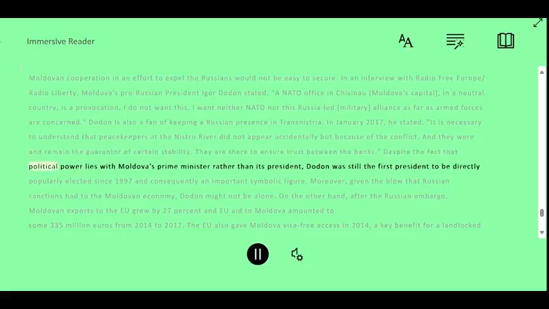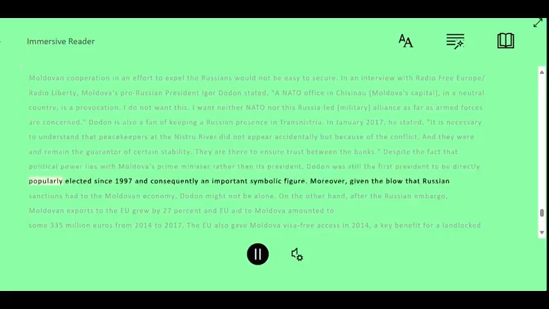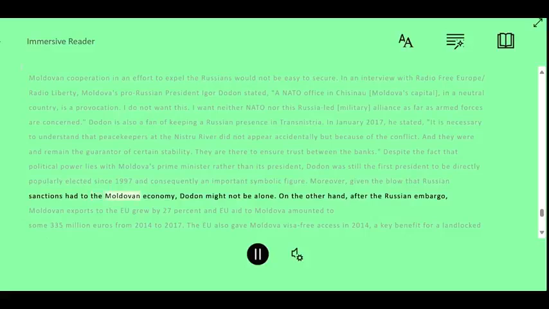Despite the fact that political power lies with Moldova's prime minister rather than its president, Dodon was still the first president to be directly popularly elected since 1997 and consequently an important symbolic figure. Moreover, given the blow that Russian sanctions had to the Moldovan economy, Dodon might not be alone.